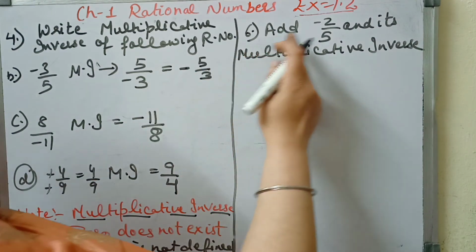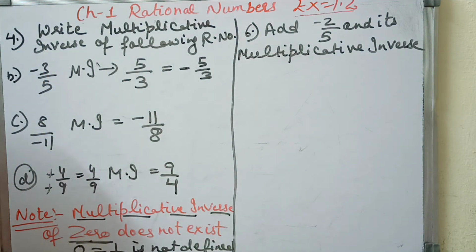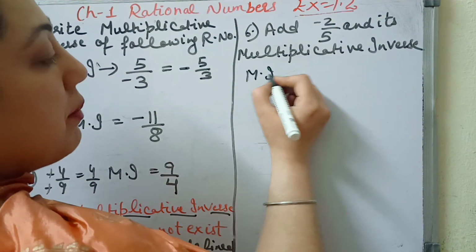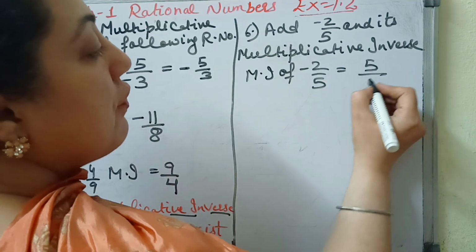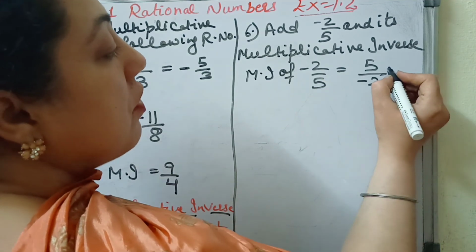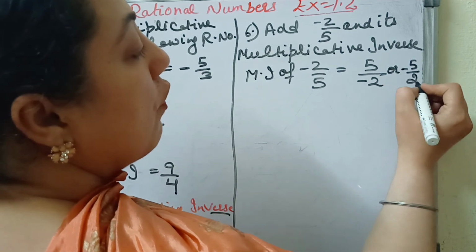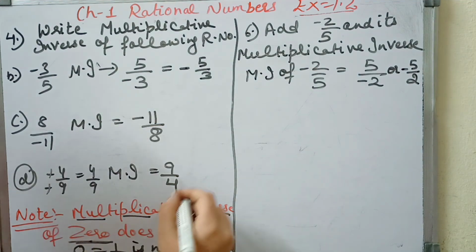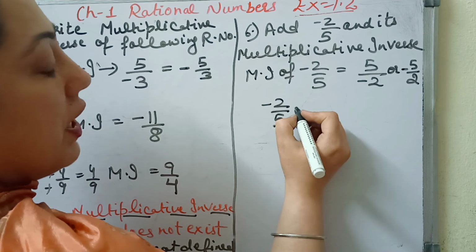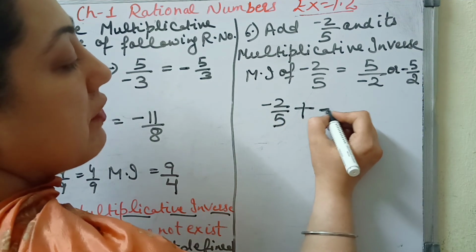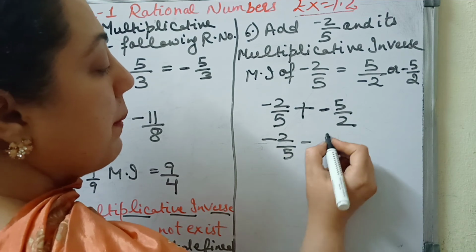Sixth sum is add minus 2 over 5 and its multiplicative inverse. First of all, we will calculate the multiplicative inverse of minus 2 over 5, which is 5 over minus 2, or you can write this as minus 5 over 2. Now I have to add it. According to the statement, we have to add minus 2 over 5 plus its multiplicative inverse, which is minus 5 over 2. Plus minus is minus.